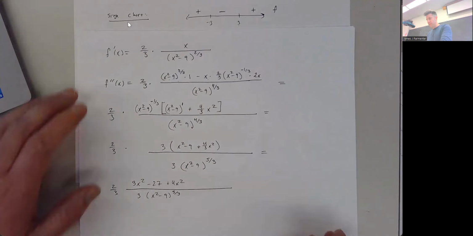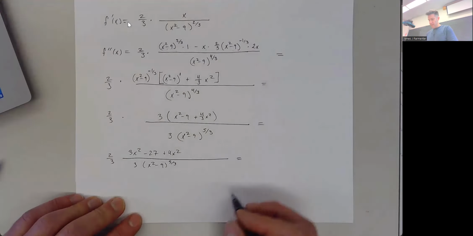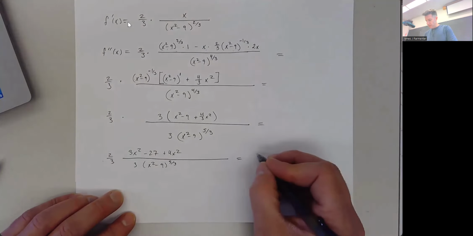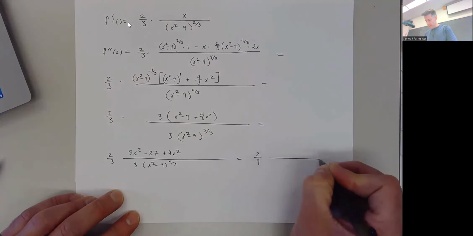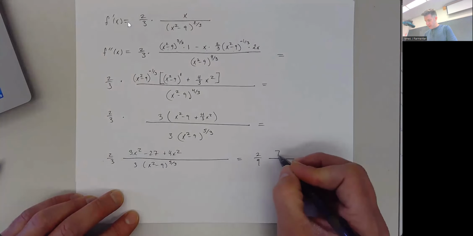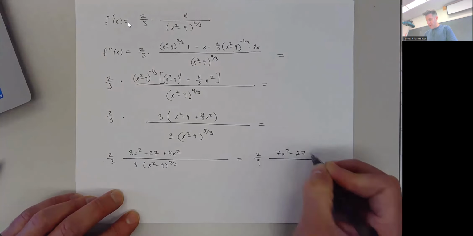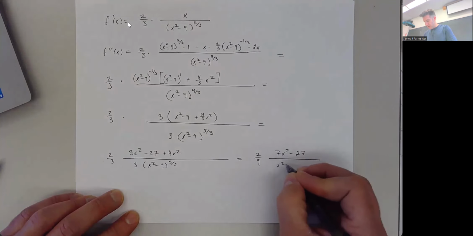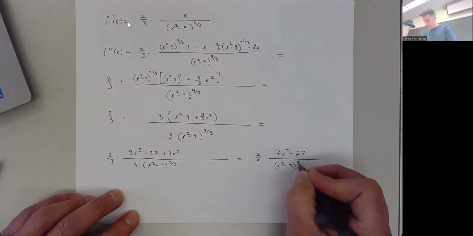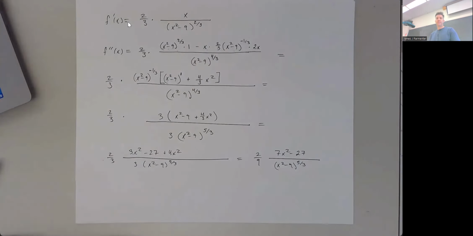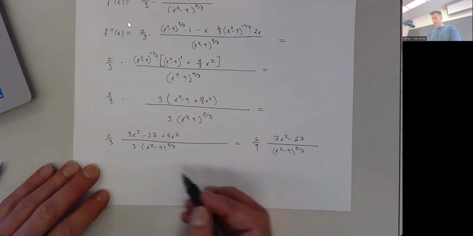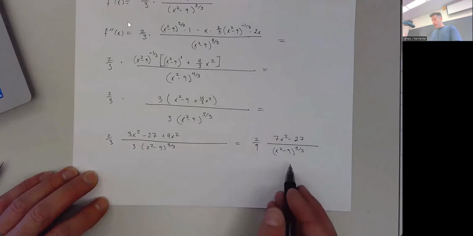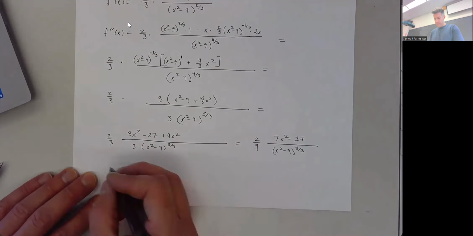Sorry, this problem's a little bit gnarly. And then finally, bringing out this 3, I've got a 2/9 times 3 plus 4 is 7x squared minus 27 all over x squared minus 9 to the 5/3 power. You can probably skip this one on the practice exam if you try it later. At least this part of it's a bit much. Okay, but finishing it off, if I want to find the critical values for the second derivative, I'm still going to get 3 and negative 3.